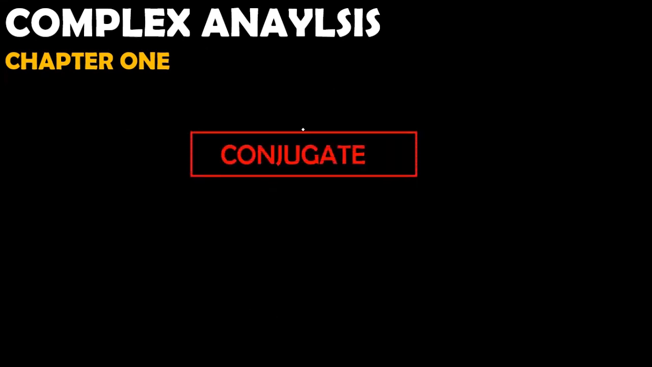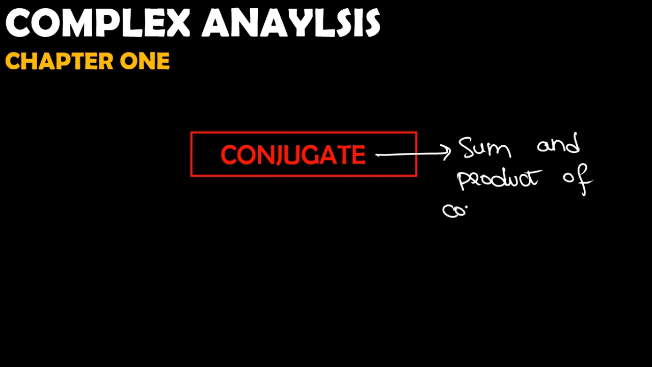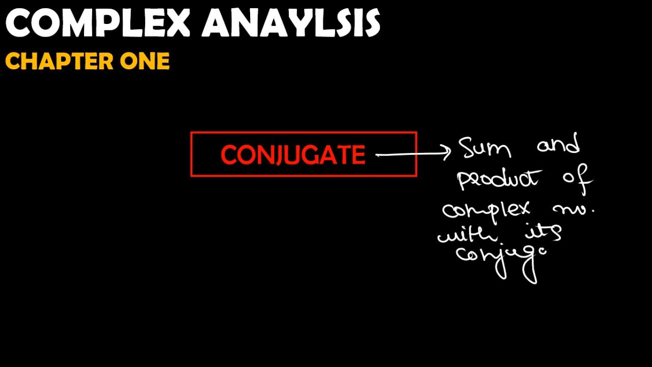slide, which is this. So the very important thing about that is, if you take the sum or the product of a complex number with its conjugate, it is a real number. How? If you multiply or add one complex number with its conjugate, you will get a real number.